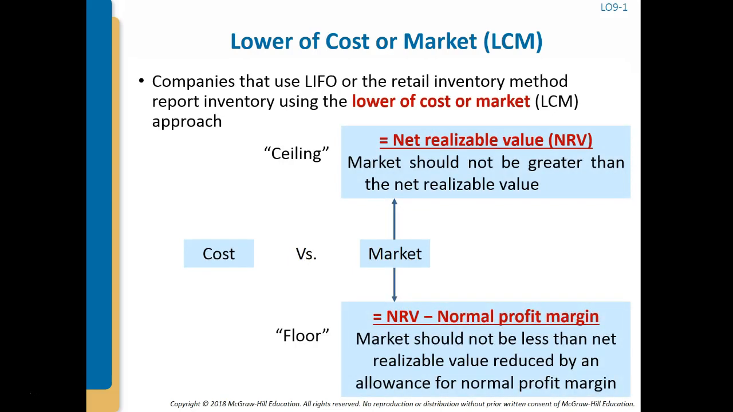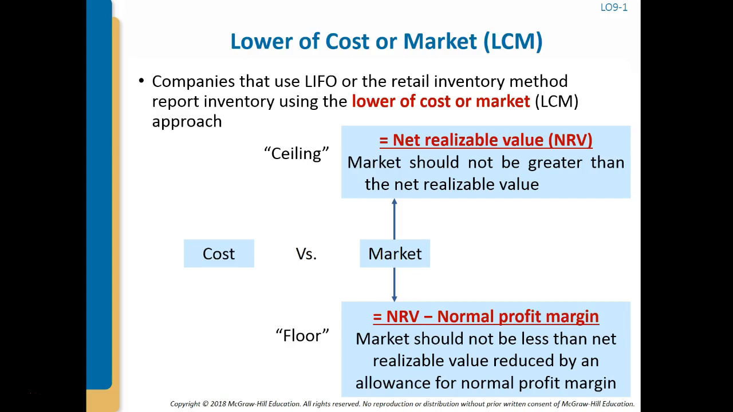Companies that use LIFO or the retail inventory method use the lower of cost or market approach, which we call LCM. You might interpret the term market to mean the amount that could be realized if the inventory were sold. This would be similar to the concept of net realizable value. However, market is defined differently. Market is the inventory's current replacement cost by purchase or reproduction, except that market should not be greater than the net realizable value, which we call the ceiling on the market.